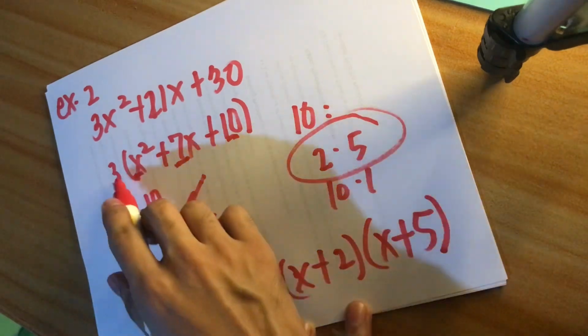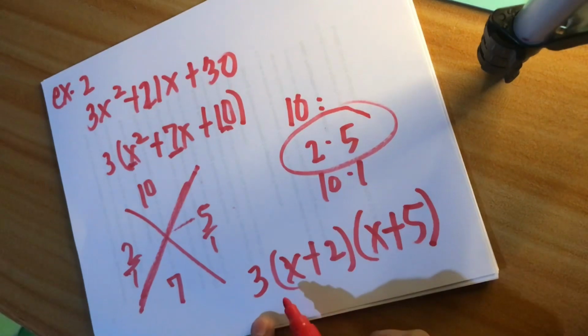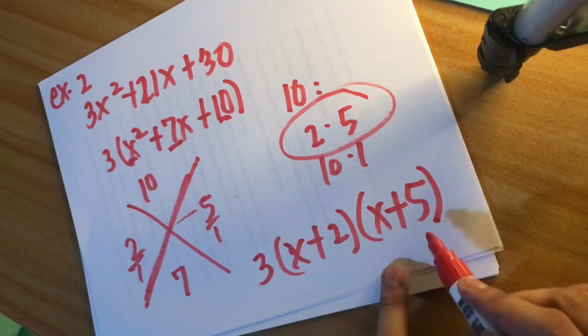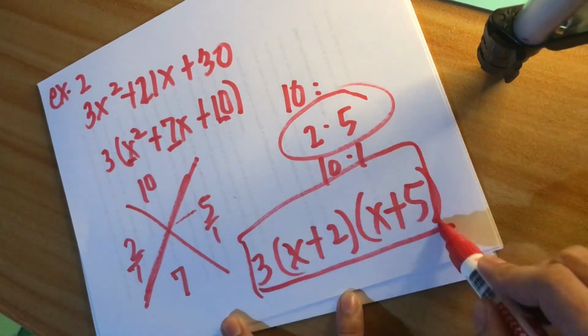Okay? Then, balikan mo yung 3. Ilagay mo ngayon si 3 dito. Okay? So, you have 3 times x plus 2 times x plus 5. Okay? So, ito yung factored form natin.